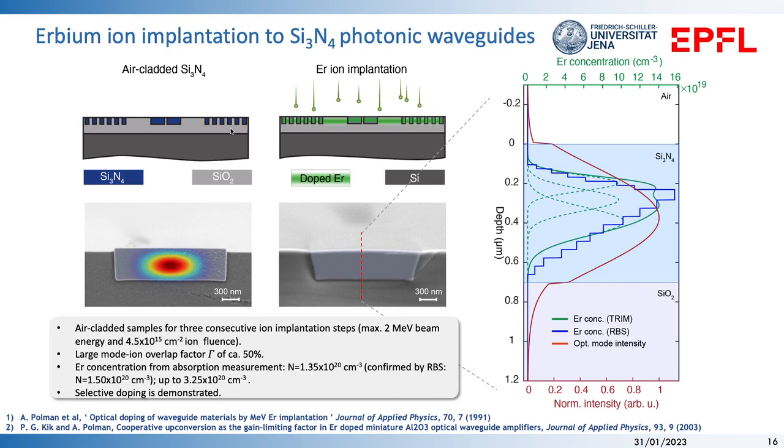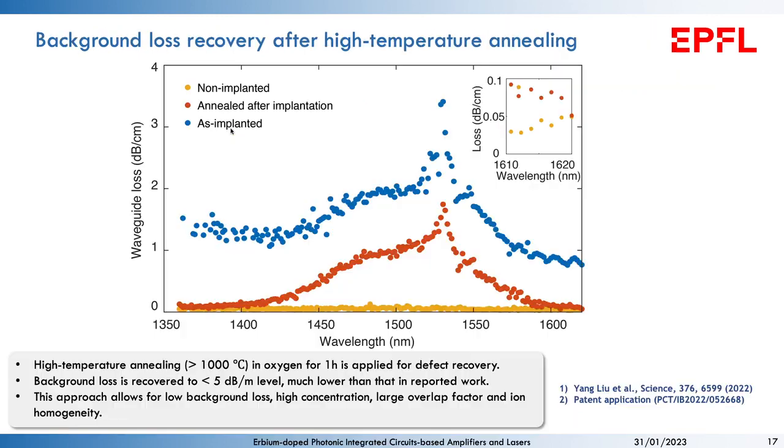And the blue trace shows the RBS measurement of the actual distribution of these erbium ions. It has a good overlap and matches very well with the simulation. It also has a good overlap with the optical field, so that we can get a larger mode area overlap factor, and the optical field can extract sufficient optical gain from these erbium ions.